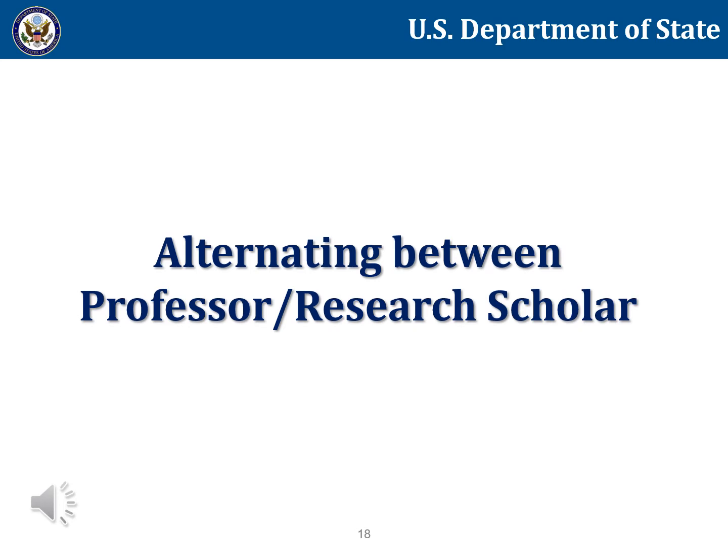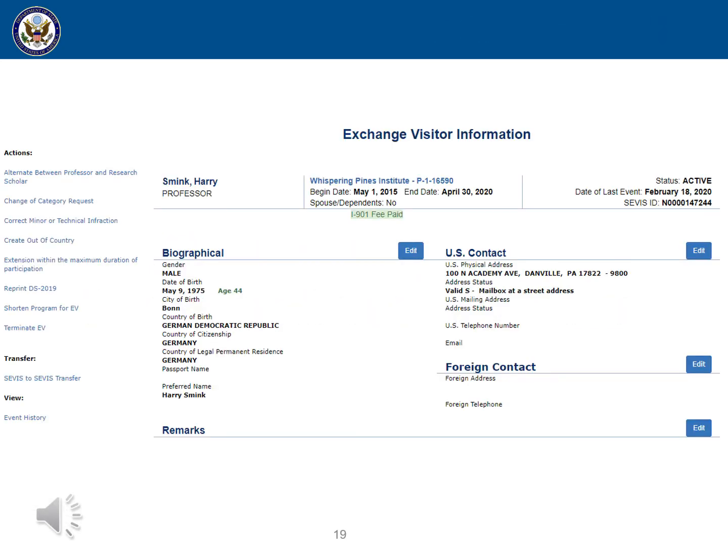Now we will talk about the function to alternate an exchange visitor's category between professor and research scholar. On the exchange visitor information page, you can see that our sample exchange visitor is currently in the professor category. You may wish to change the exchange visitor's category to research scholar to better reflect their activity at a given point in time. To do so, select the link on the top left for alternate between professor and research scholar.